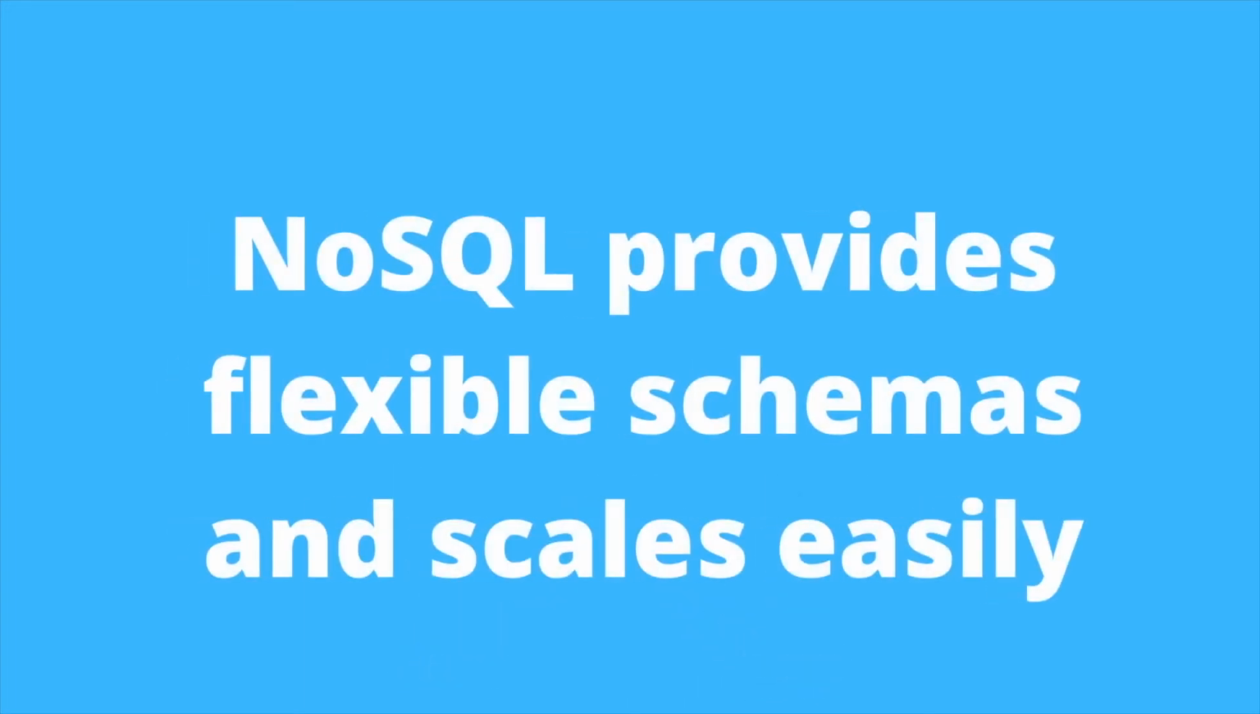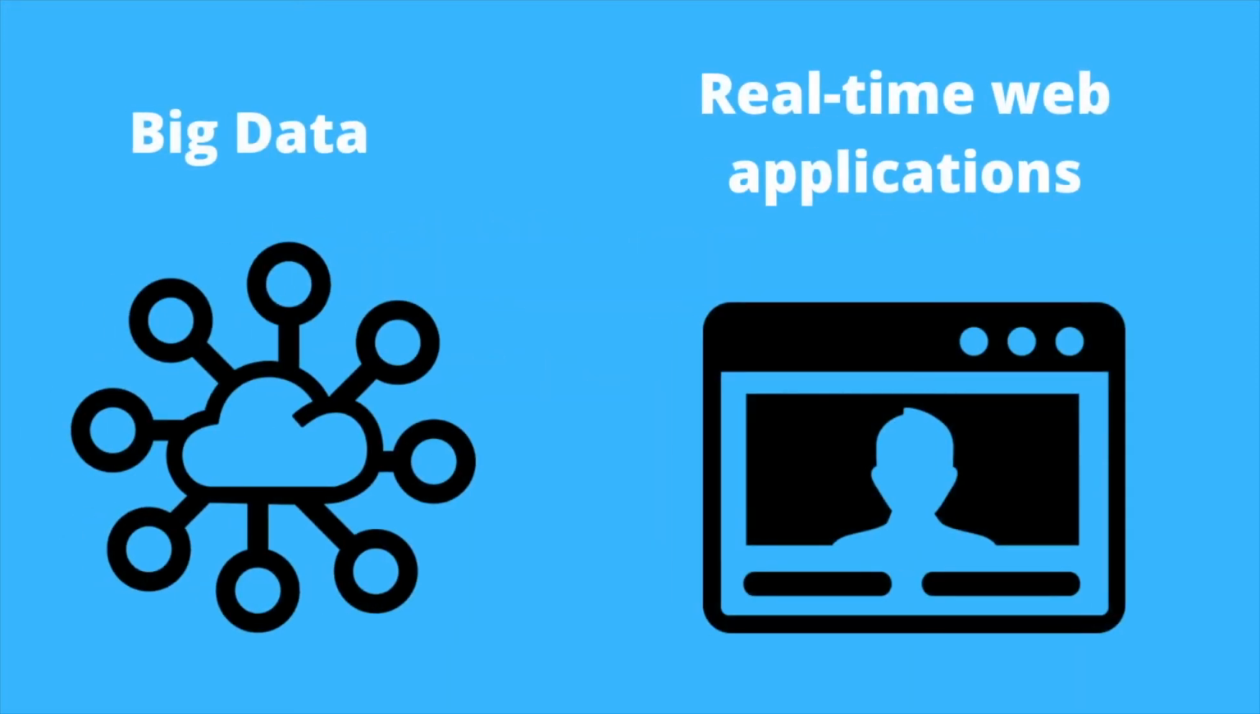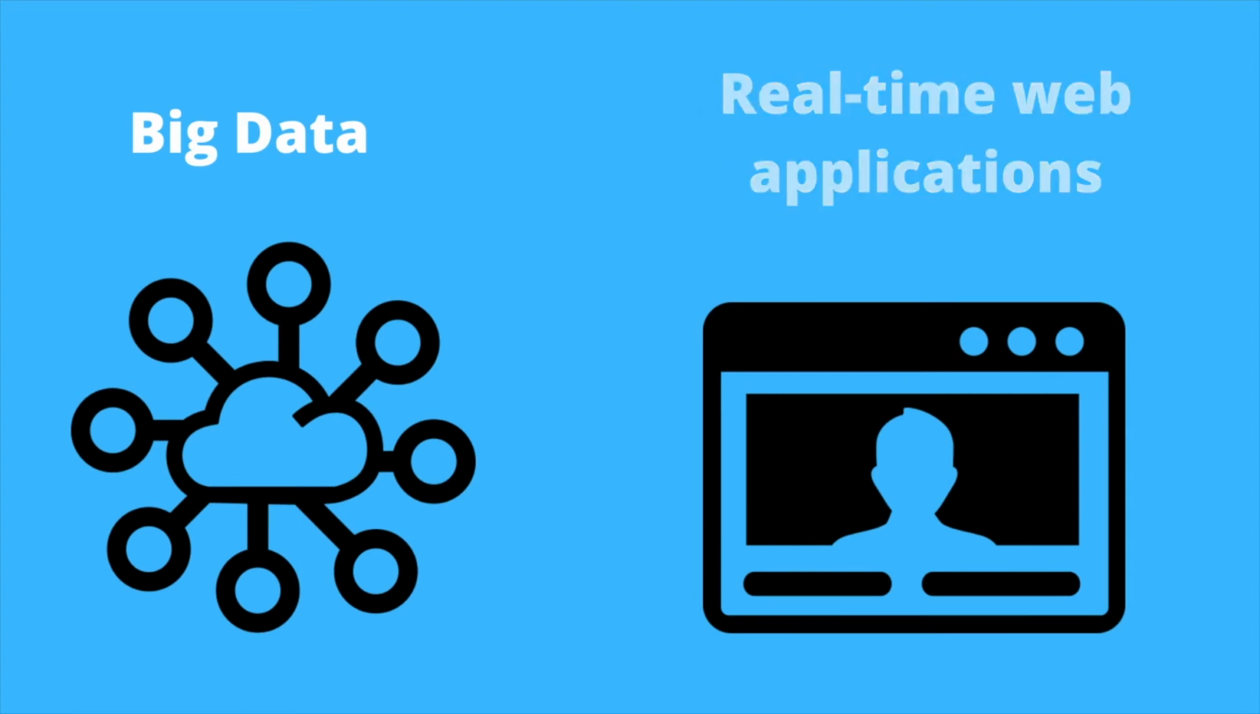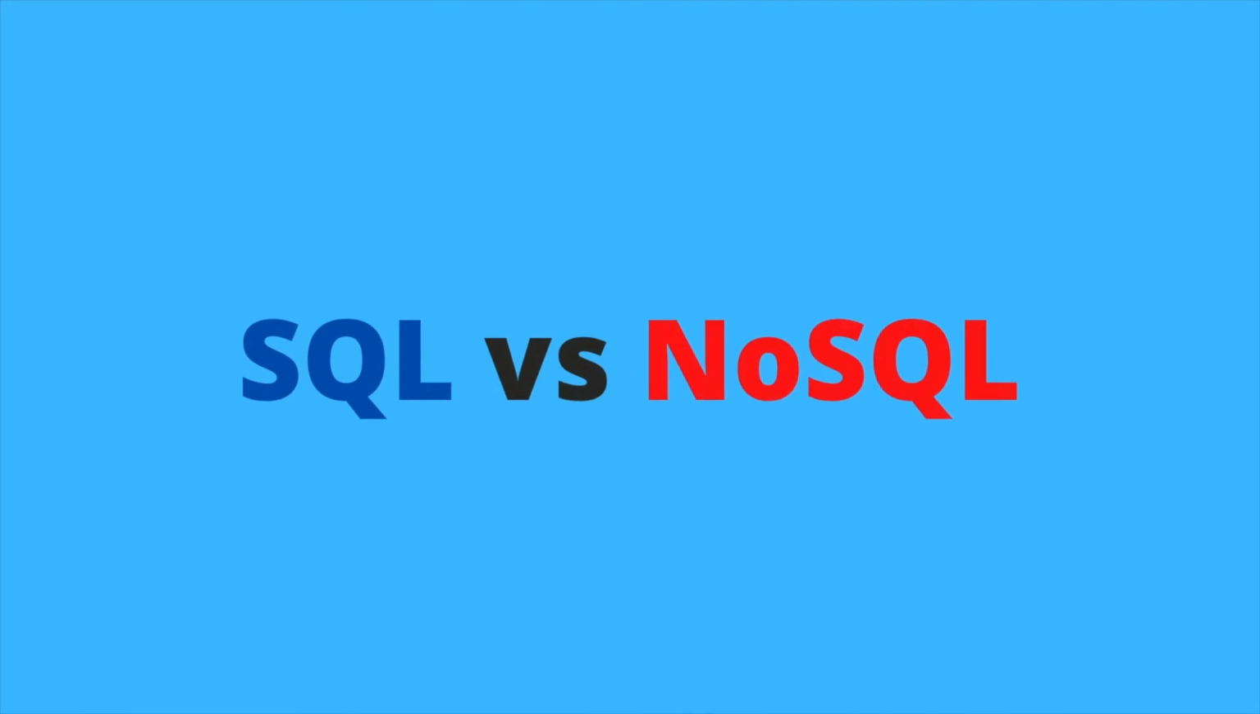All of these NoSQL database types provide flexible schemas and scale easily with large amounts of data and high user loads. That's why NoSQL is used for big data and real-time web apps. Now we have a general understanding of what SQL and NoSQL are. And you might be wondering, which one is actually better and which one should you use for your projects? The thing is, both SQL and NoSQL have their own advantages and disadvantages, and it very much depends on the situation which one to use.